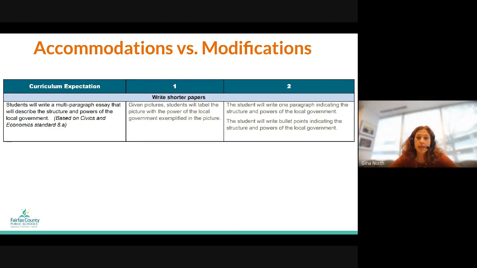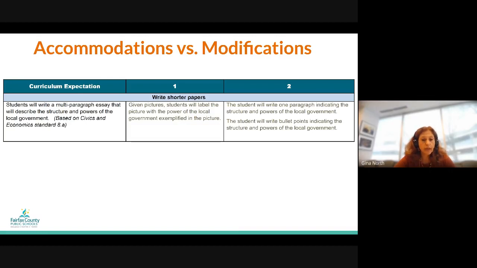Let's look at one last example. Here, students will write a multi-paragraph essay that will describe the structure and powers of the local government. That is our curriculum expectation. In which of these is that expectation different?